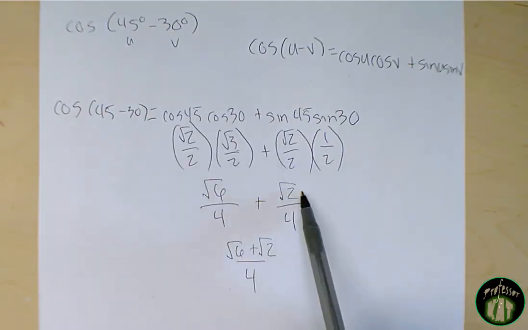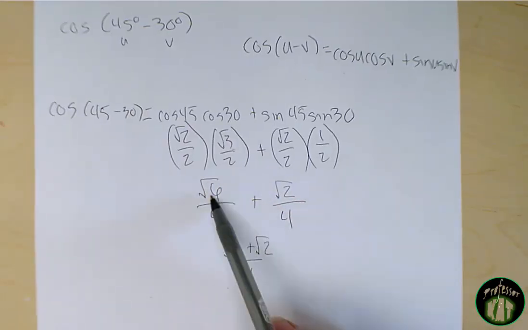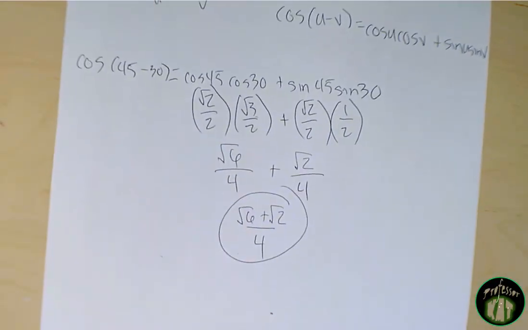You can't add radicals unless they have the same radicand, which these do not. 6 is not the same as 2. So just drop that down. That is your solution.